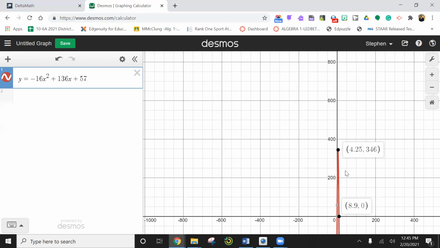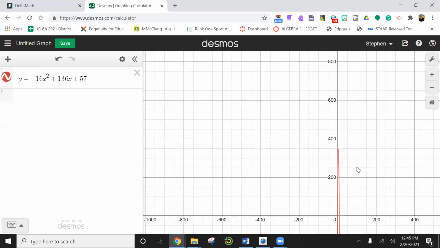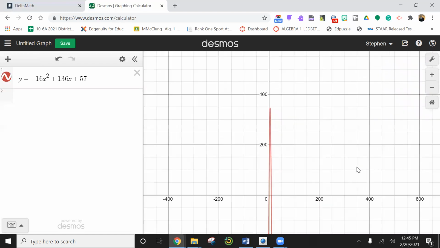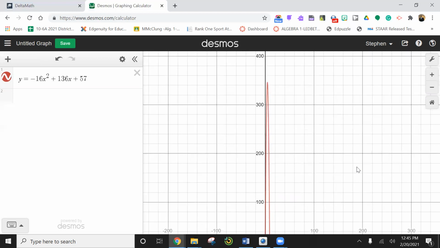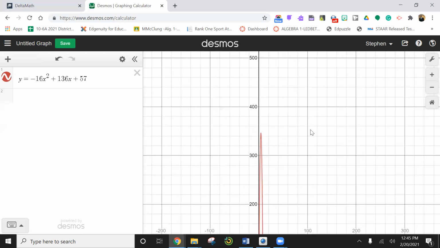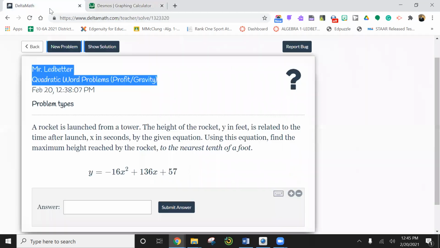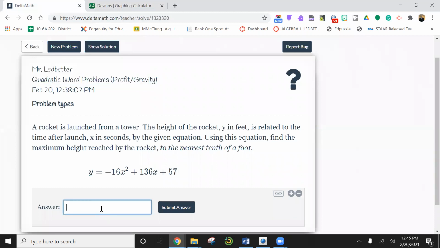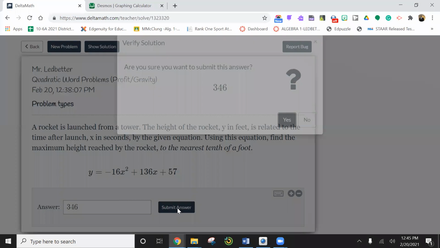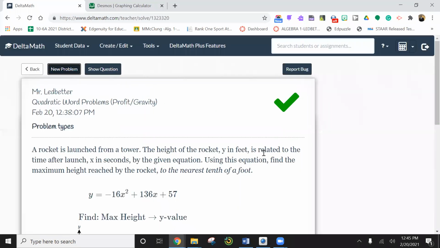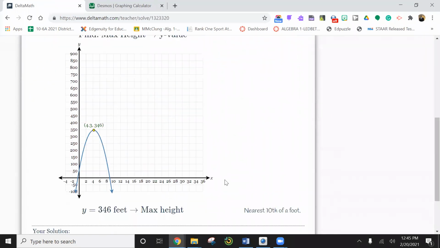And so that's what it looks like. Now, I know you can't really see much here, but if we zoomed in, it really is shooting straight up and then it comes down. All right, so what was the 346? Yep, 346. So I'm going to go to Delta Math and they want to know how high it went. It's just 346. That's how high it went. And so see, we got it right.